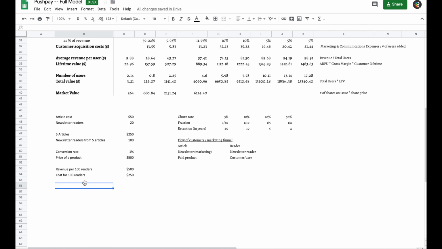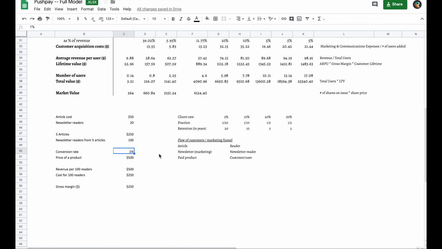Now, what's the next step for us? Okay, what's our gross margin? How much do we make in dollars from every 100 people that come? That's really bad English. Let's estimate how much we get from all 100 readers that come through. So we have revenue or sales minus costs, right? We just have $500 minus 250. So this is for every 100 people that come through.